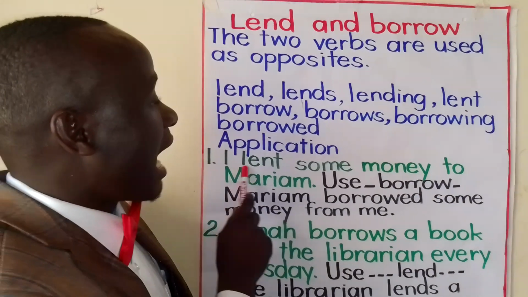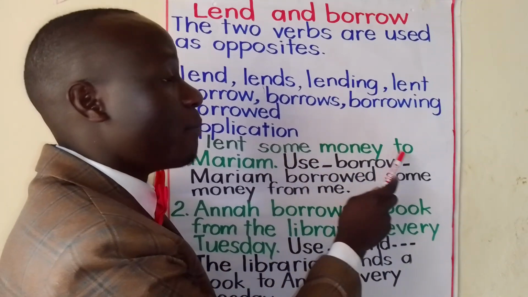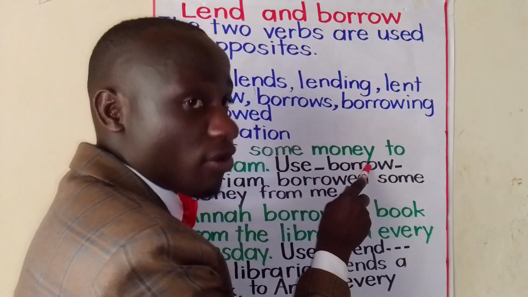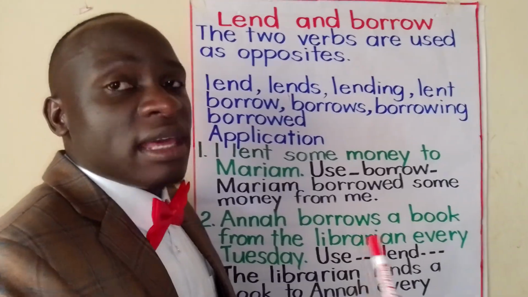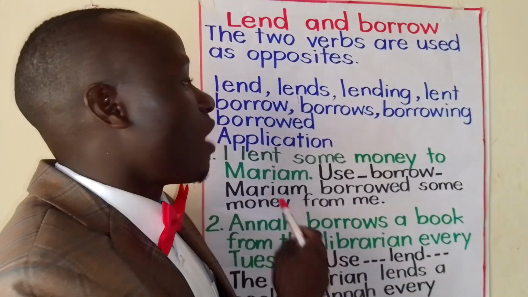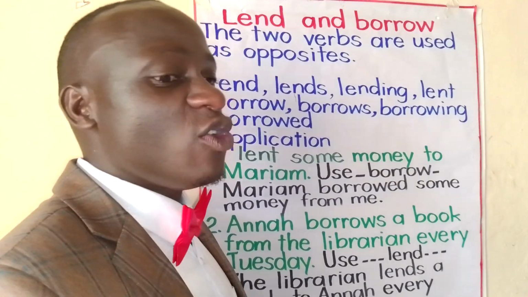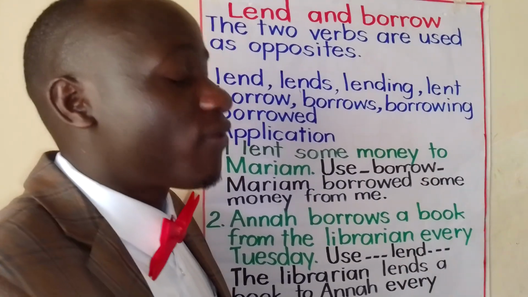One, I lent some money to Mariam. Rewrite the sentence using borrow. Like we said, borrow is the opposite form of the word lend. And you lend to, then you borrow from. You lend to, you borrow from.